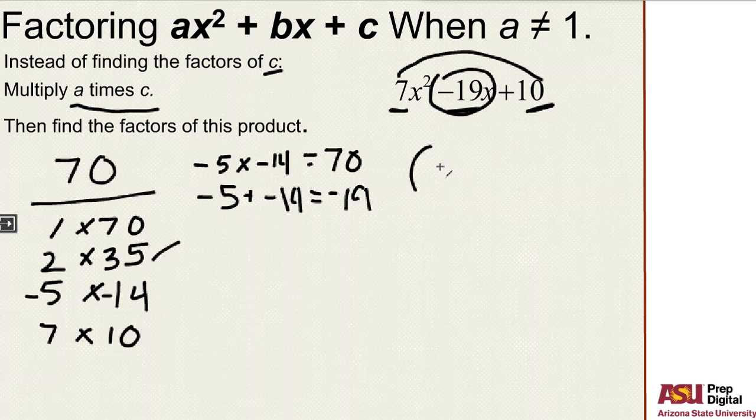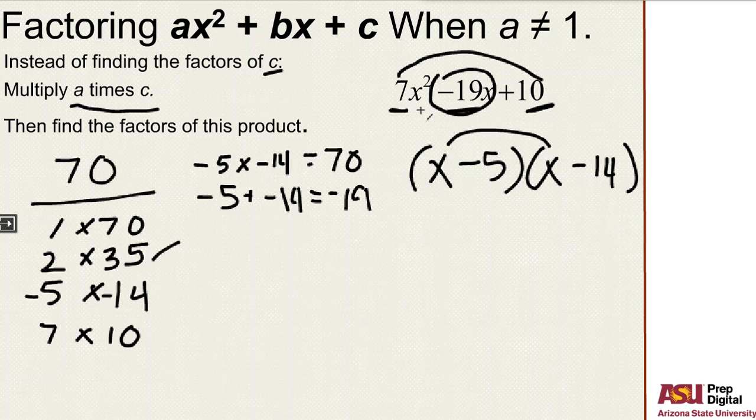However, it's not as simple as writing x minus 5 and x minus 14 like in our other examples, because if you check it, x times x only gives us x squared. It doesn't get us the 7x squared, which we're looking for. So we still have one more step. Now, or two more steps really.